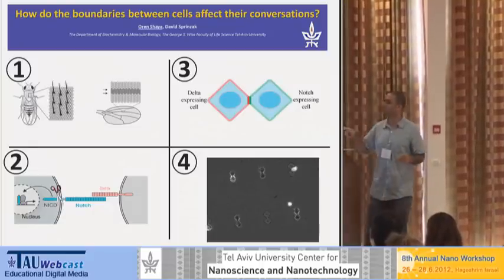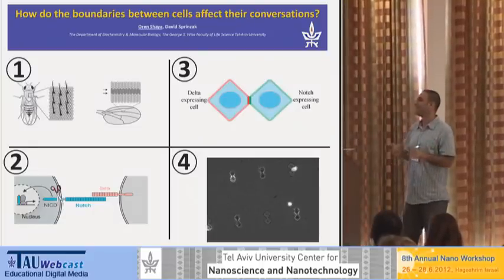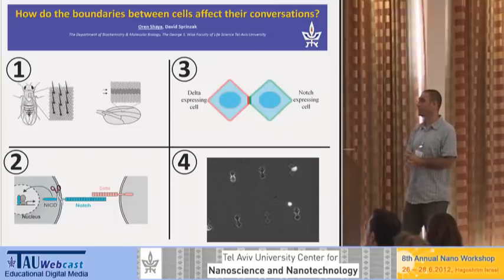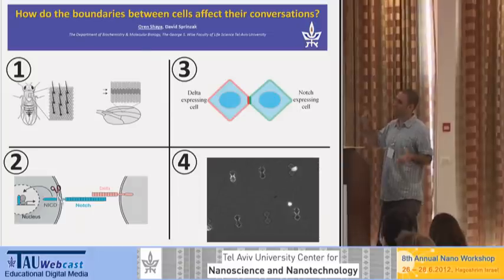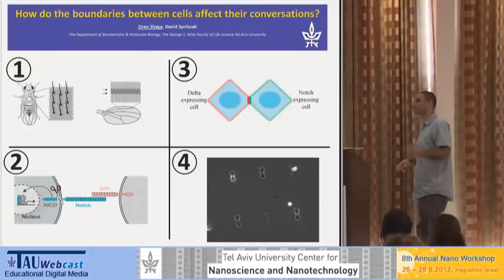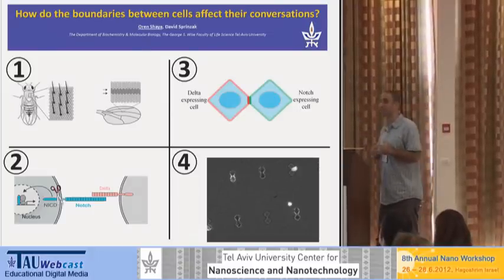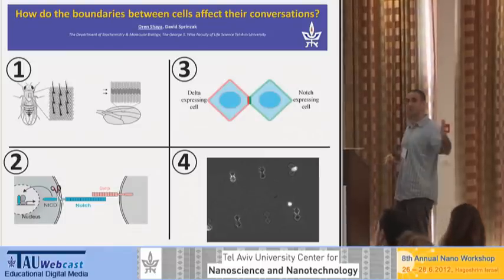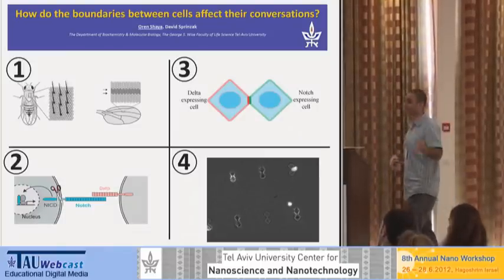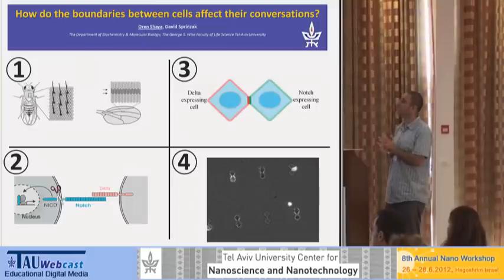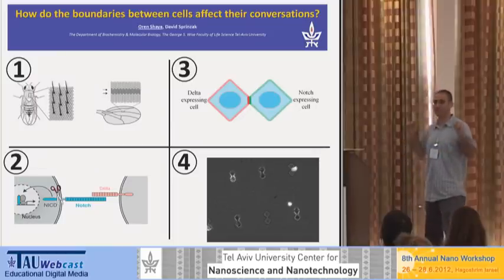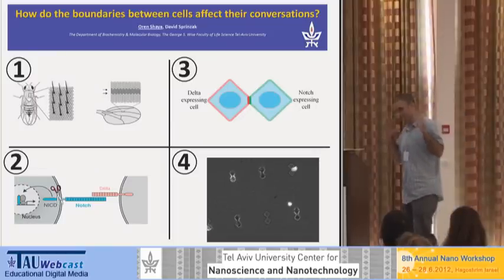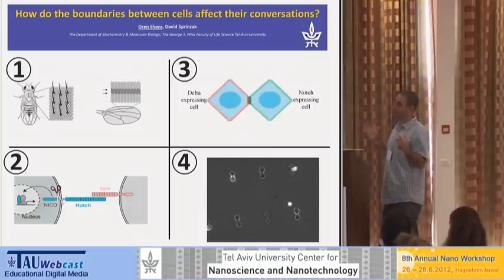So this is panel number two. We are studying the Notch signaling pathway. That is one way that cells can talk to one another. The Delta cell is the ligand, and the Notch cell is the receptor. When the Delta and the Notch meet, the Notch is cut, and then we get some signal in the cell, and this is how the cells talk to one another and coordinate. So we want to study this system, but this system has a lot of talking in it. We find it hard to control the system.